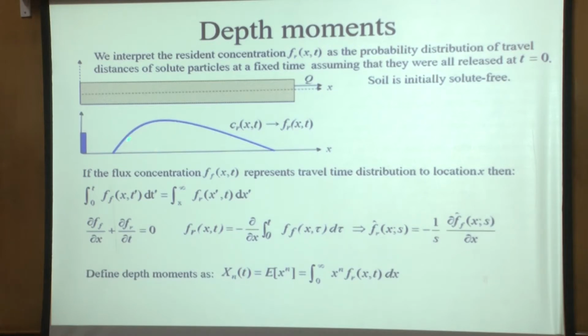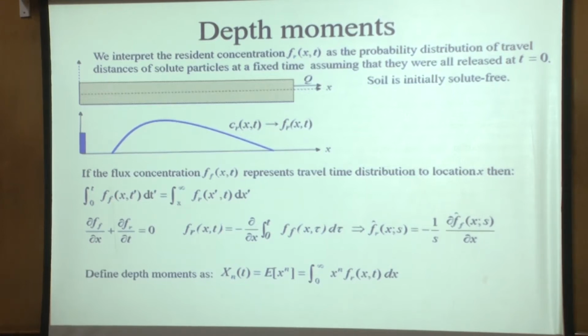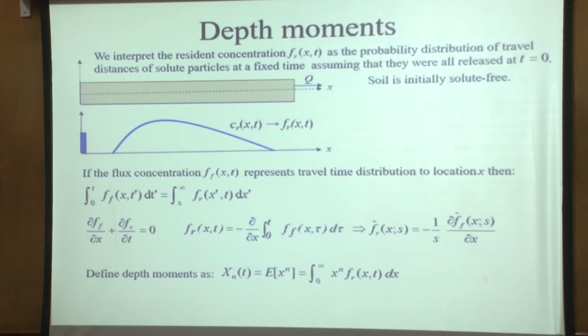And because I observe different amounts of solute mass at different locations, just as in our previous experiment, I interpret that as travel distances. So now my random variable is travel distance. And if I could construct such a distribution, let's say I'll call that f sub r of x comma t. So f sub f of x comma t was my travel time distribution at location x. Now this is x. Because it's based on resident concentrations, I'm going to use a subscript r to denote this travel distance distribution.